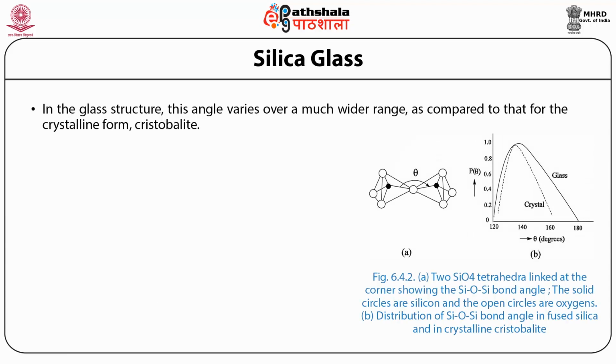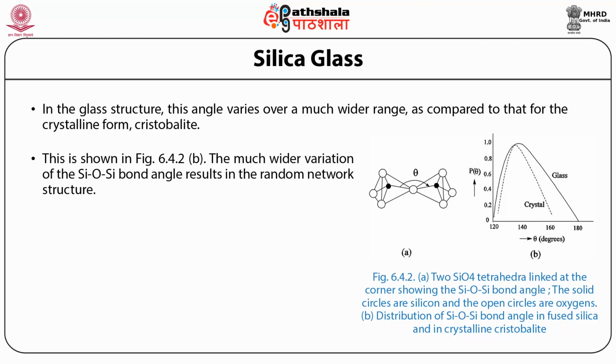In the glass structure, this angle varies over a much wider range as compared to that for the crystalline solid form, that is cristobalite. So you can see from figure B, which shows the distribution of the Si-O-Si bond angle in the fused silica and in the crystalline cristobalite. The much wider variation of the Si-O-Si bond angle results in a random network structure.